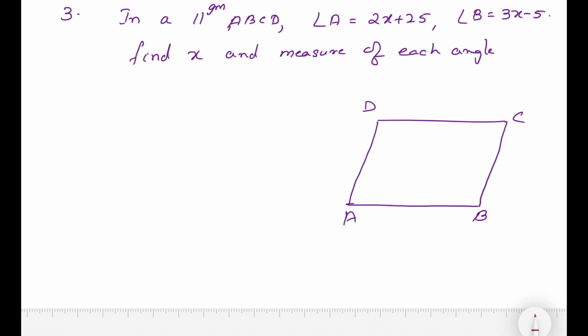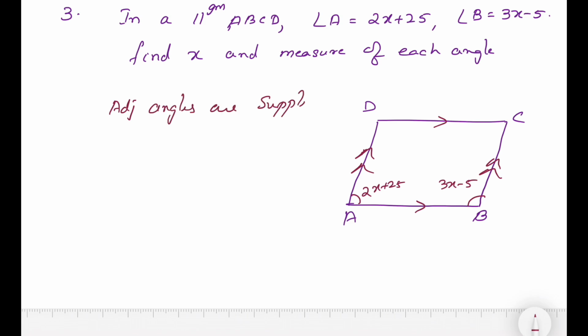Here it is given in a parallelogram, angle A is equal to 2x plus 25, and angle B is equal to 3x minus 5. You have to find x and the measure of each angle. So the adjacent angles are supplementary in a parallelogram because AD is parallel to BC, AB is parallel to CD. So any two adjacent angles you take, it is supplementary, because the co-interior angles are supplementary.